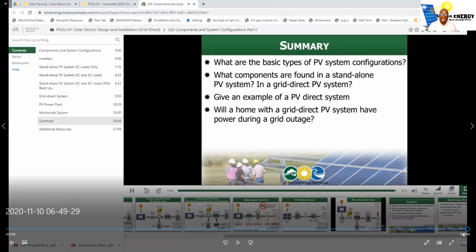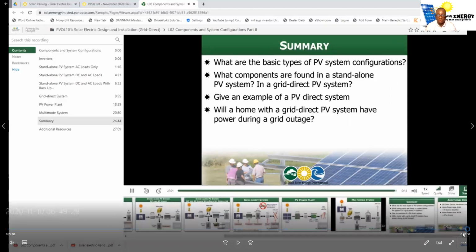For summary, what are the basic types of PV system configuration? We talk about standalone, we talk about grid direct. What components are found in the standalone PV system and in the grid direct PV system? We spoke about a standalone system where you have an inverter and battery banks. One of the differences from a grid direct system is that a standalone system has a source of storage where you store power to be used later. So you have a battery bank.